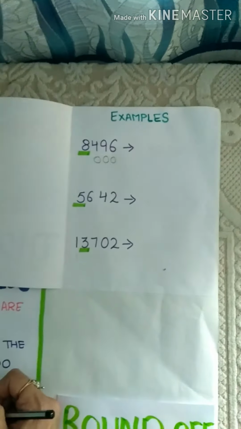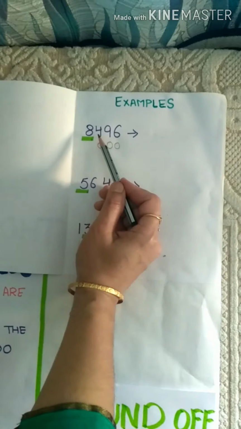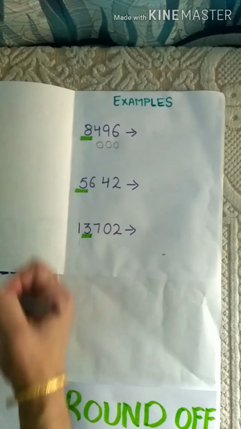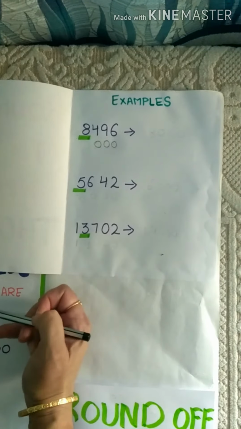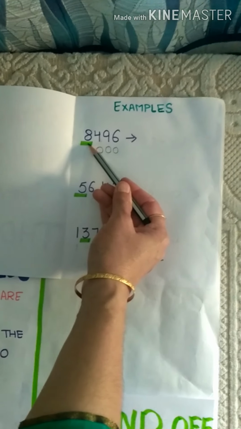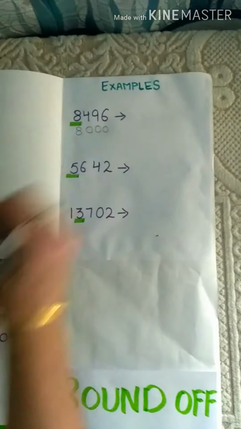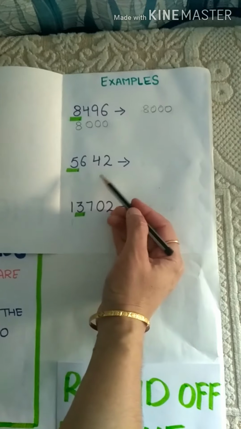Now after that what we have to do? We have to see the digit at the right side of the underlined digit. Here the digit is 4, which is less than 5. When the digit is less than 5, what we have to do? Yes, we will not add anything in this digit. It will remain the same. Now the answer is 8000.